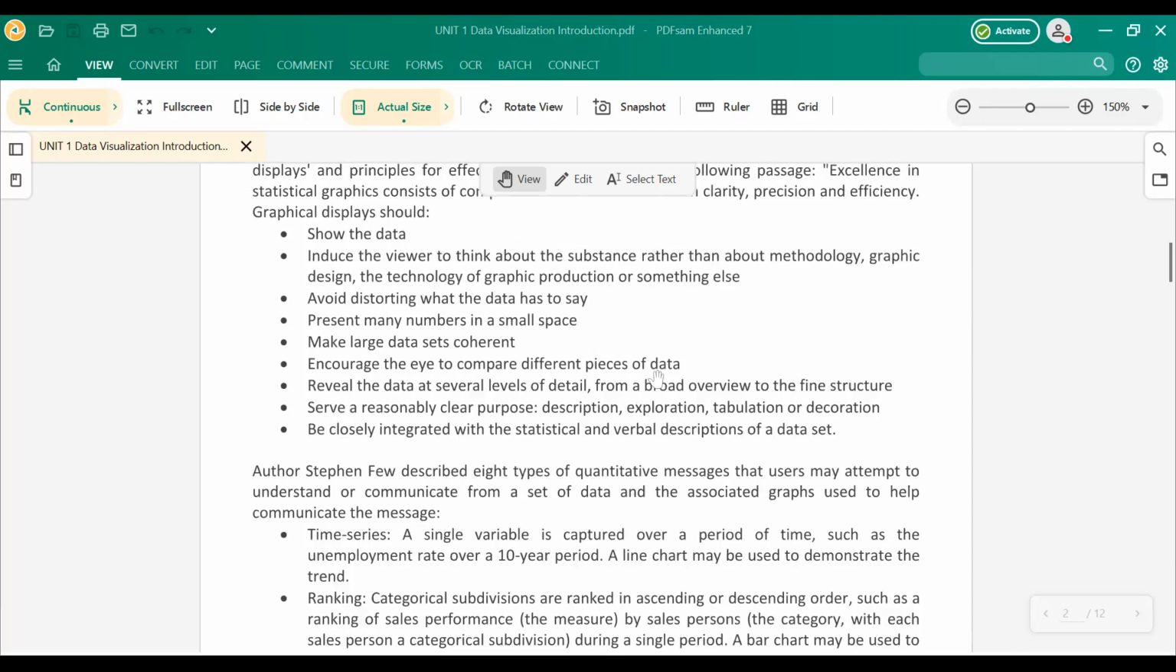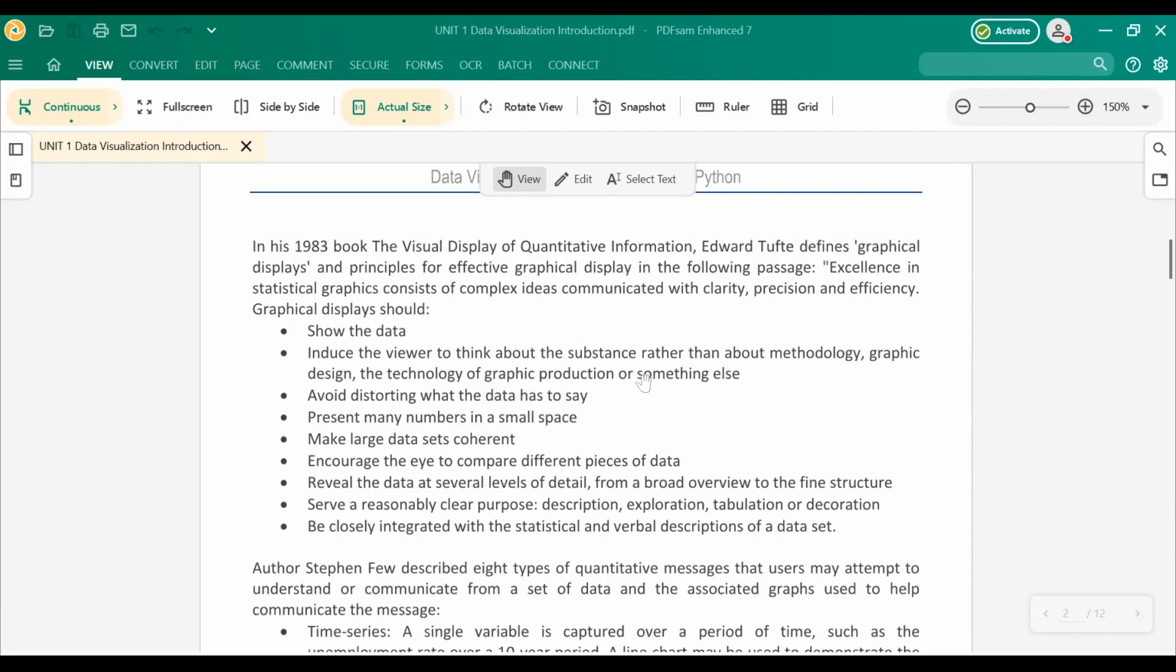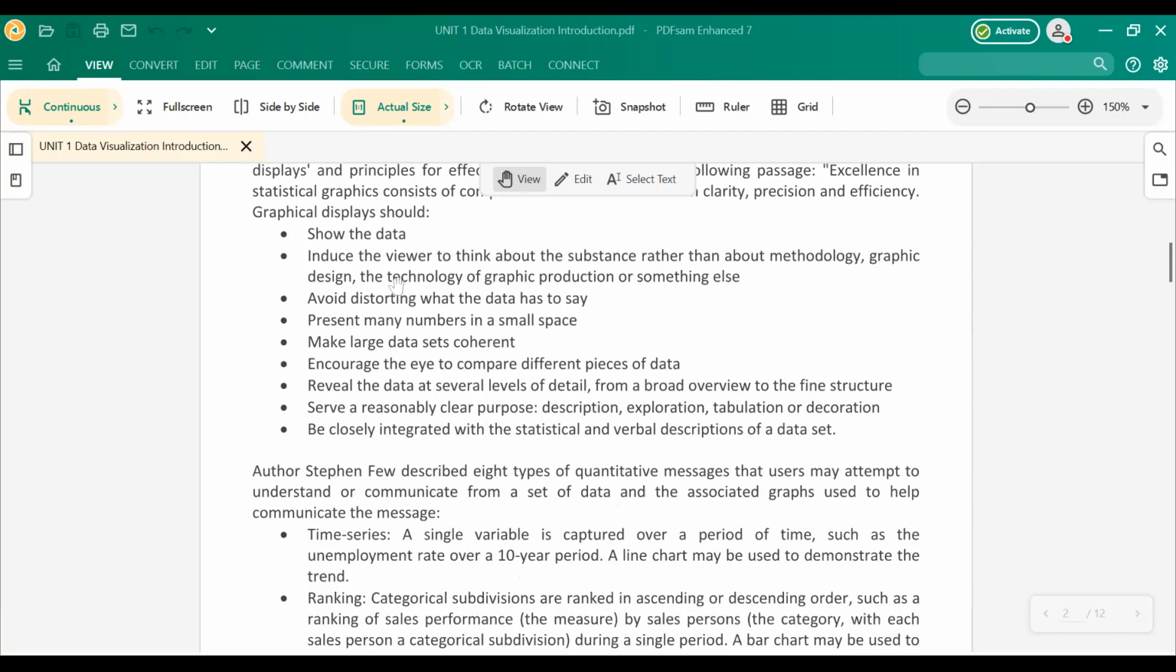So Swapnil, are you sharing that image or content? I see the content. Okay. Is it not moving? Now it's moving. Yeah.